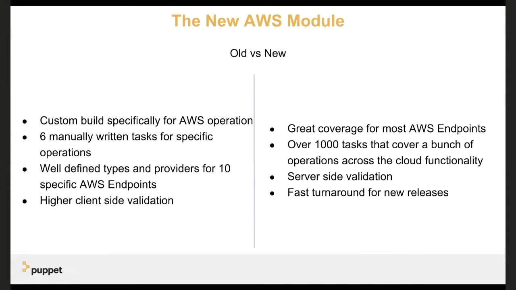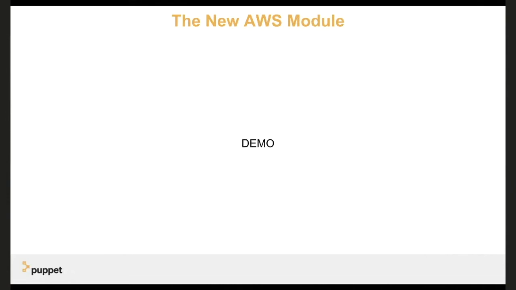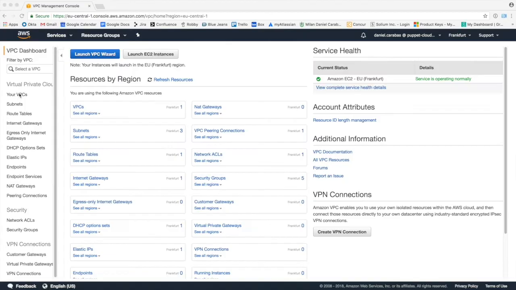So comparing the old module to the new one, we can clearly define that the old module, although it was built specifically and manually for some AWS operations, does not have such great coverage as the new one. Now with over 1,000 tasks, we have a big cover of functionality upon AWS. However, we use server-side validation now instead of the client-side validation that we used on the previous module, but we do have a fast turnaround for new releases. And here we're going to present you the demo.